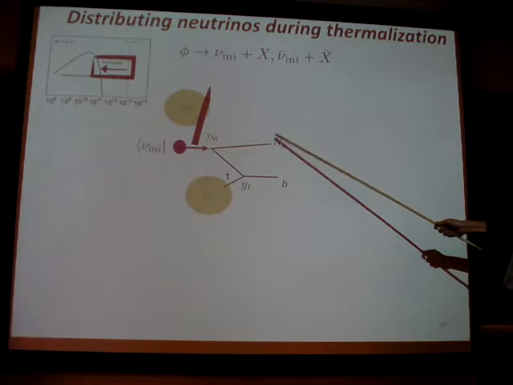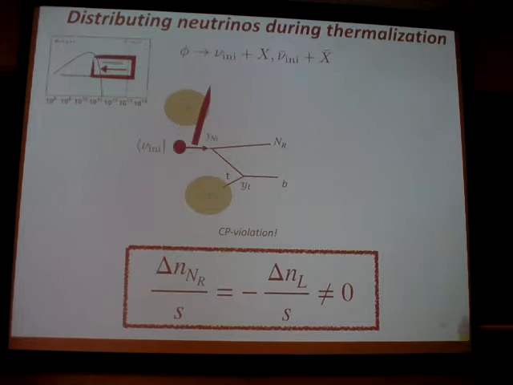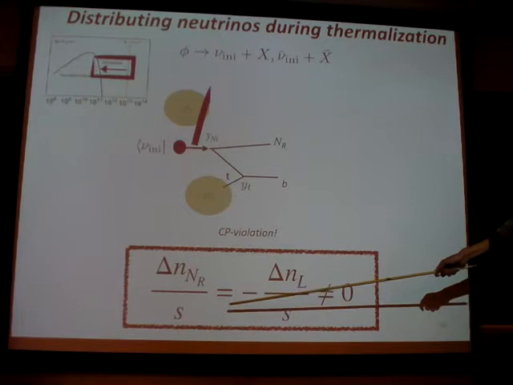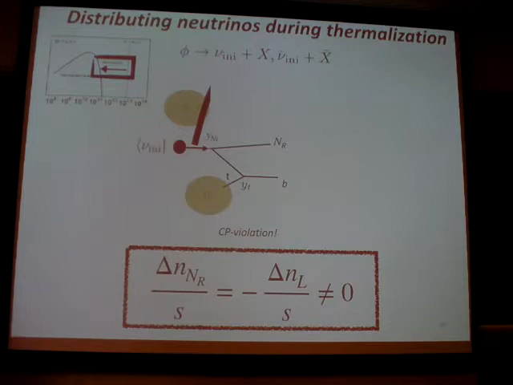Since neutrino oscillation can provide similar effects, we have the separation, or distribution, of the asymmetry in the right-handed neutrino sector and the left-handed neutrino sector. Although the total, net asymmetry is zero, the right-handed neutrino sector and the left-handed neutrino sector both have non-vanishing lepton asymmetry.